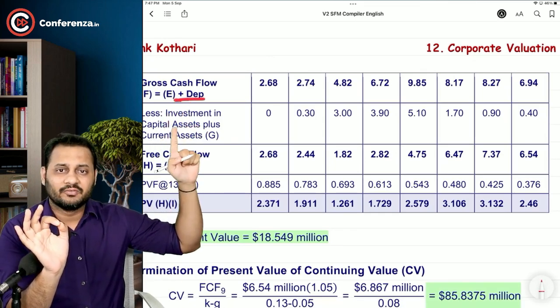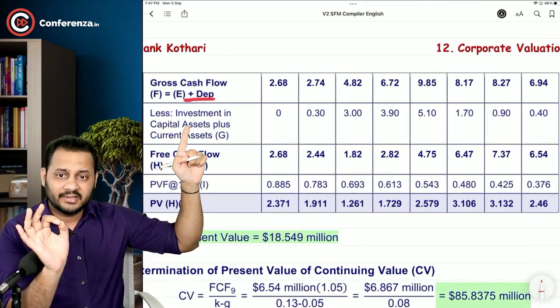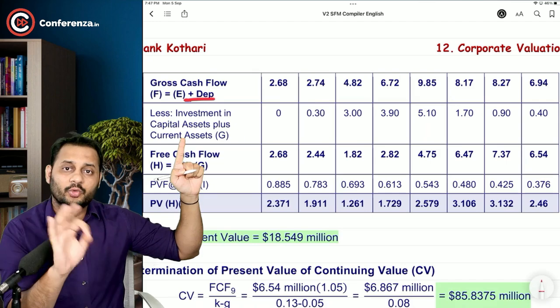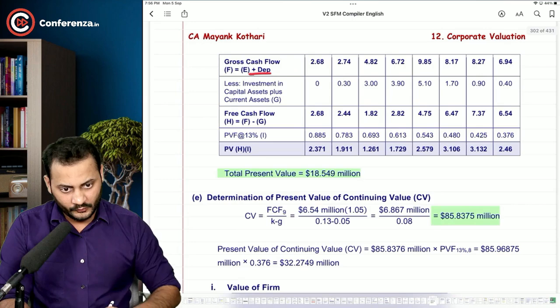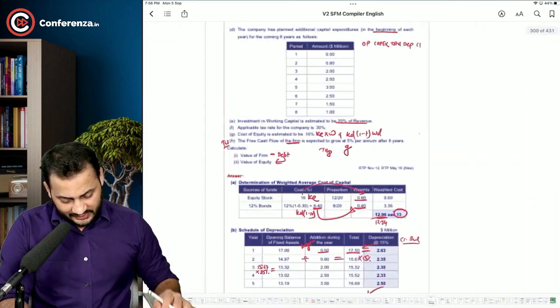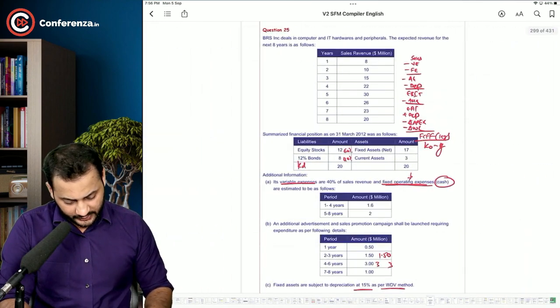And in the next working, what they did is they deducted the capex and the current asset together. And this is the working that you need to understand now. Now try to understand a few things. This is going to be a complicated part.